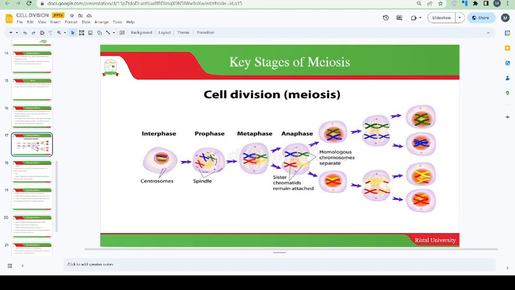The image below depicts cell division by meiosis. You can look at the interface, you can see the chromosomes. Prophase, the spindle fibers are there, metaphase, anaphase. The sister chromatids remain attached, then the homologous chromosomes separate.